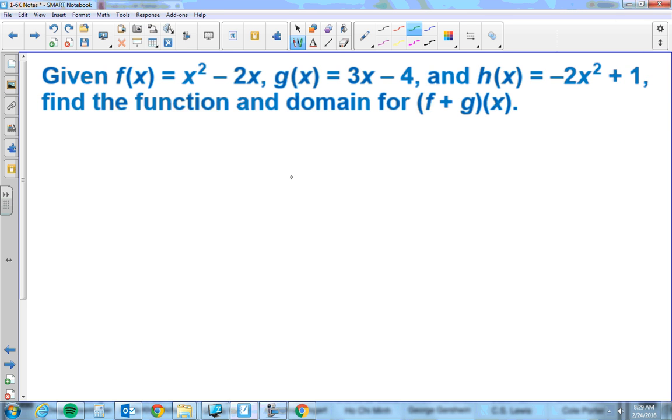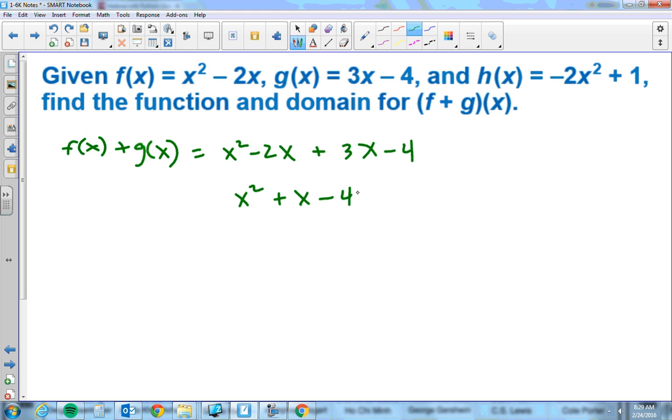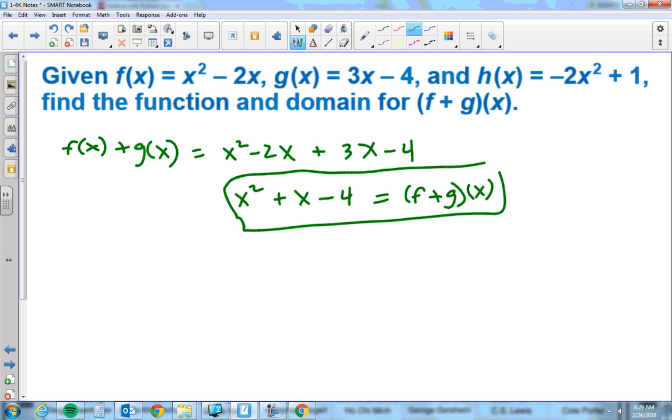Here, this first one is simplicity itself. All we're going to do is add. This is on your paper. Write it down. We're going to add f plus g. So we're doing x squared minus 2x plus 3x minus 4. I think last part I didn't even write the problem down because all you can do is combine like terms. That's x squared plus x minus 4, and we're done. That answer represents f plus g of x. Okay?